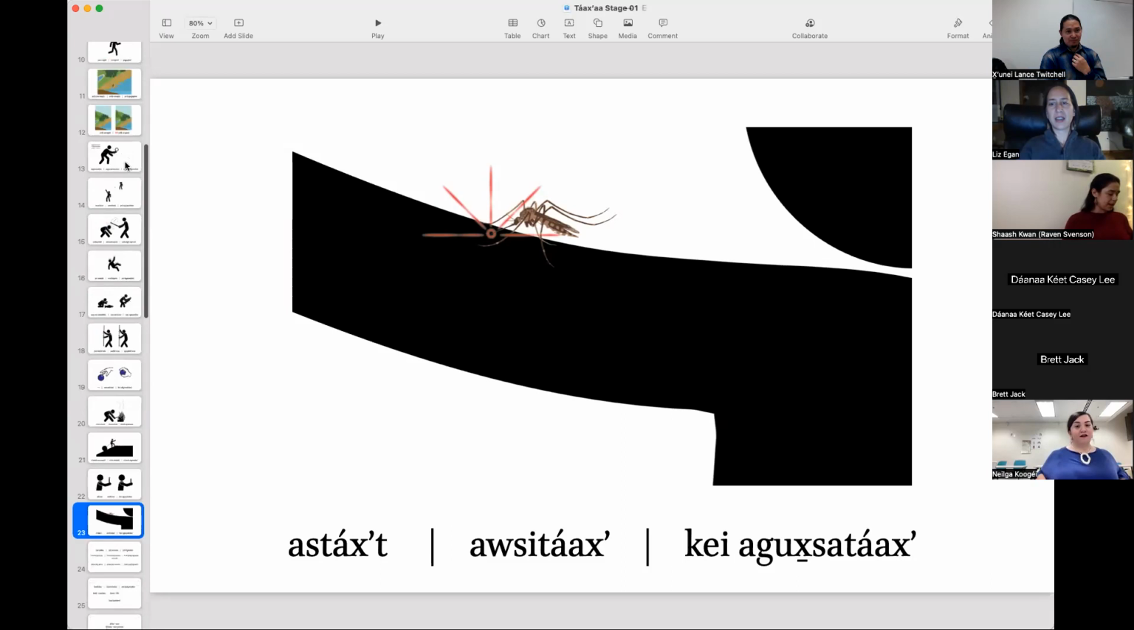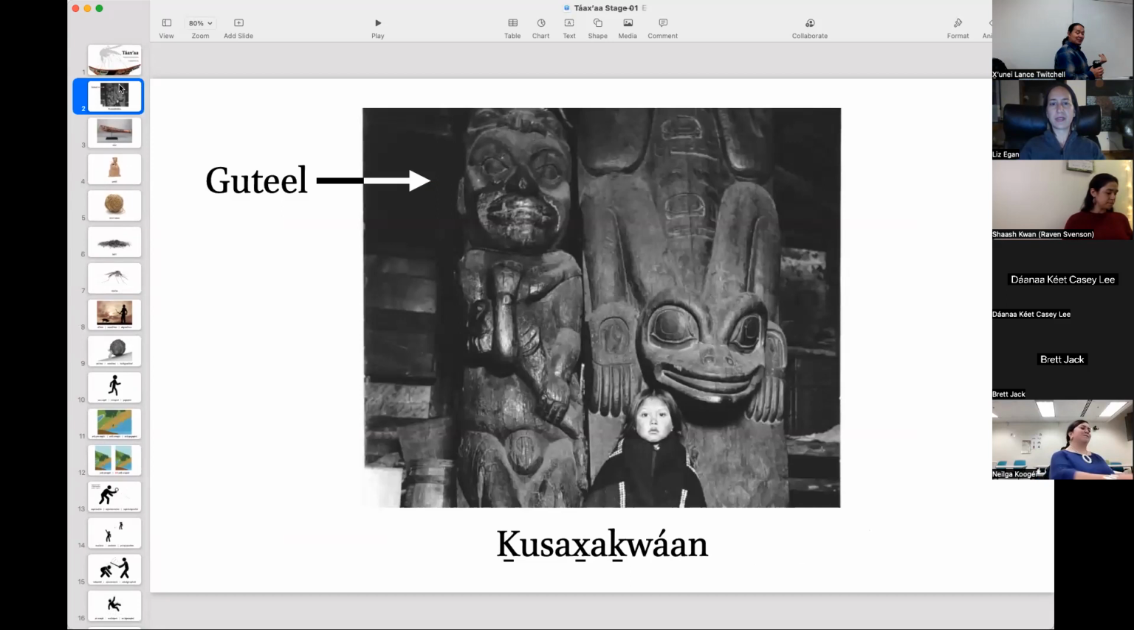Hey. What is Ḵukaháa in English? I'll do a little vocabulary check here. Cannibal. Anybody know what gutil is? That's the name of the cannibal in this story. Not very many people know it has a name, gutil. And this is gutil. It's very scary.